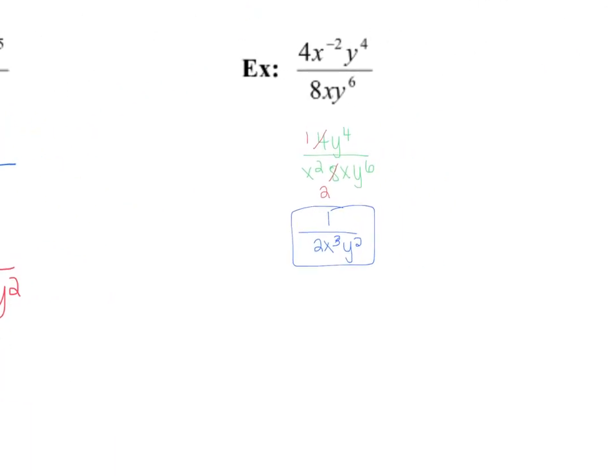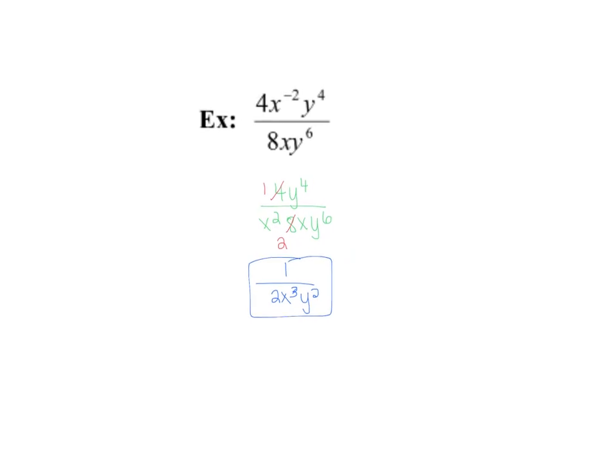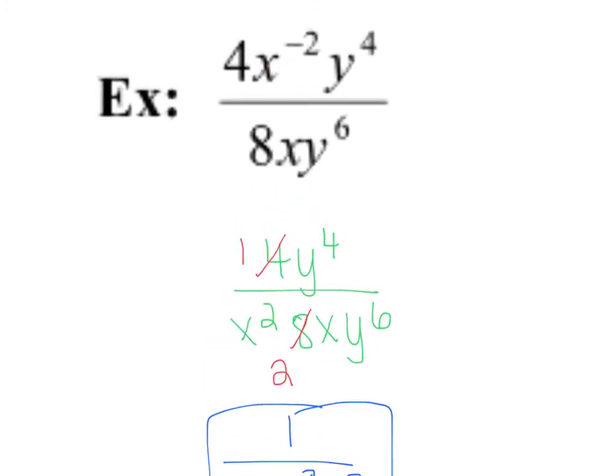On the next example, there weren't any parentheses, so I didn't have to worry about that. So I just look at each item, 4x, y, 8x, y, and I'm looking for negative exponents, because if something has a negative exponent, I'm going to move it. So the only thing with a negative exponent was this x. So that x got moved to the bottom, and by moving it to the bottom, its exponent became positive. Everything else stayed where it was. 4 stayed, y to the 4th stayed, 8x, y to the 6th, they all stayed where they were. X to the negative 2 went to the bottom.